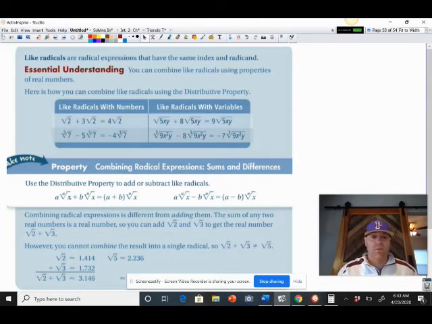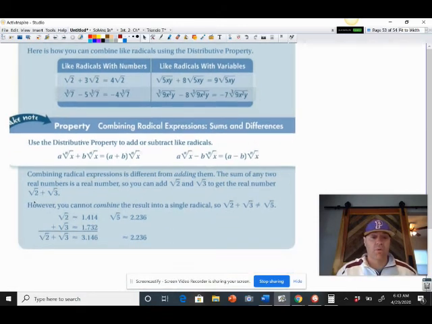So we have to have the same number on the outside here, okay, and the same number on the inside. And if we do that, then we can just keep those things the same and add the numbers that we have on the outside, okay? Or we could subtract them, okay? Now this is only adding and subtracting, and you can see down here why this works. They prove that it doesn't work if you don't have like numbers underneath, or like radicands, okay?